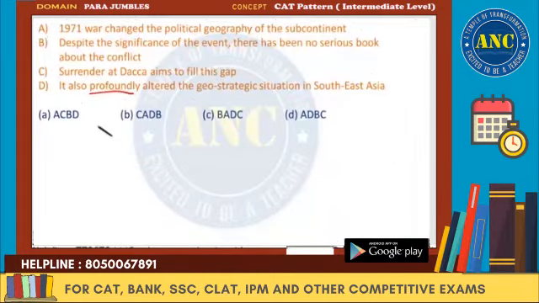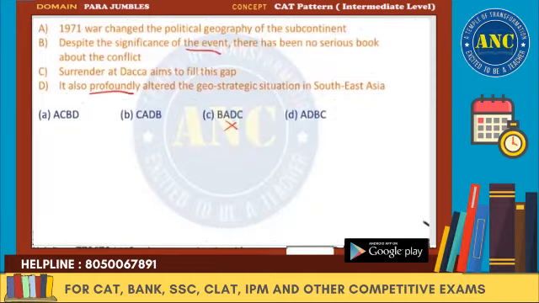Profound is deep. So profoundly altered would mean it deeply altered the geostrategic situation in Southeast Asia. Alright, so let's look at the answer options. We have A, C, B and A as possible introduction. So let's look at the sentences themselves. "The 1971 war changed the political geography of the subcontinent." "Despite the significance of the event," what event are we talking about? The 1971 war. That means that you can't introduce with B because it is referring to something that happened in A.